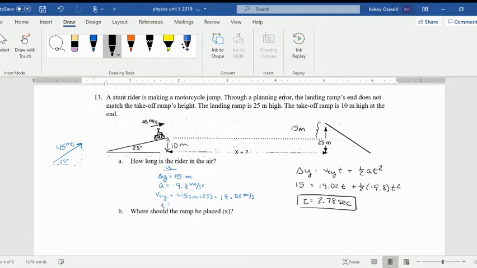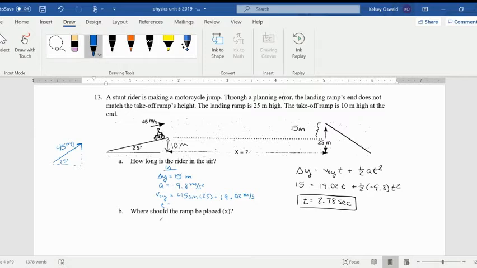Okay? Careful for these ones. You cannot just assume that he reaches the other ramp at his maximum height because we don't know what the maximum height is. But what we do know is that he's going 15 meters up, okay? And we cannot assume that that's going to be the maximum height of the rider. So do not use your maximum height information there.